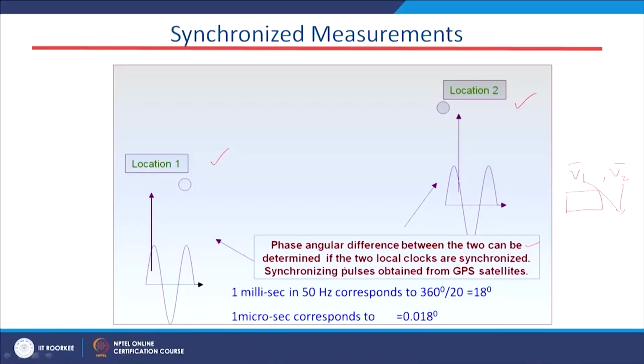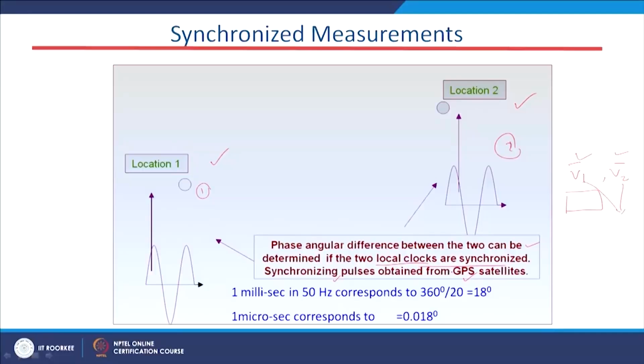Now, the angular difference between these 2 can be determined if the 2 local clocks are synchronized. See, here we have one local clock, and here also we have one local clock. So, if these 2 clocks are synchronized together, then only these 2 phasors can be compared together. That is the meaning of synchronized measurements. And these synchronizing pulses are obtained from the GPS satellite. The GPS satellite will supply the synchronizing clocks or synchronizing pulses, with the help of which these two phasors are going to be synchronized.